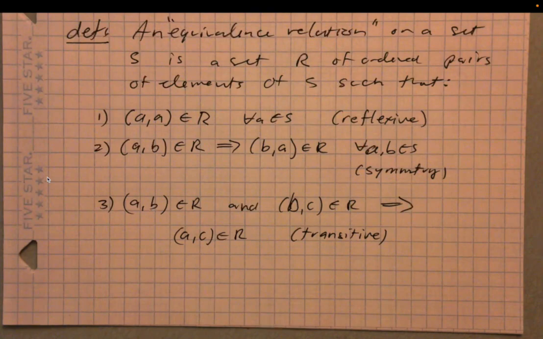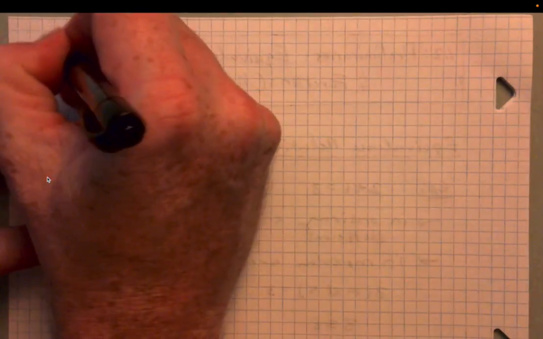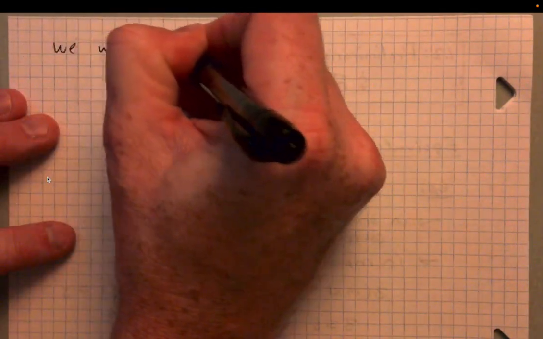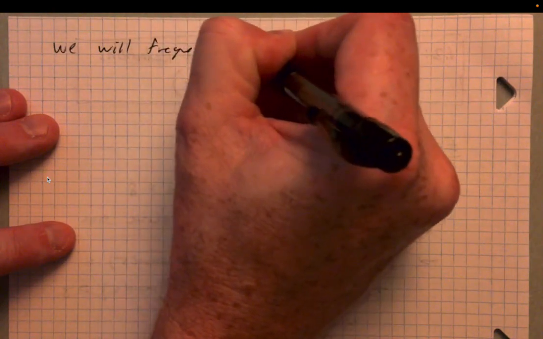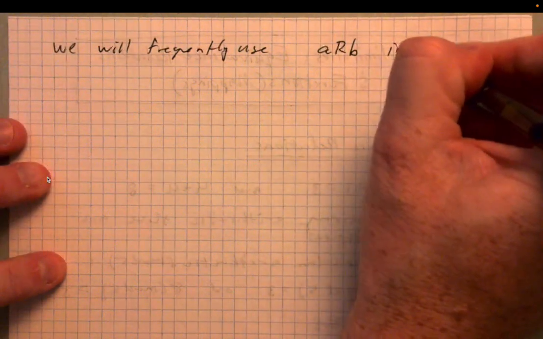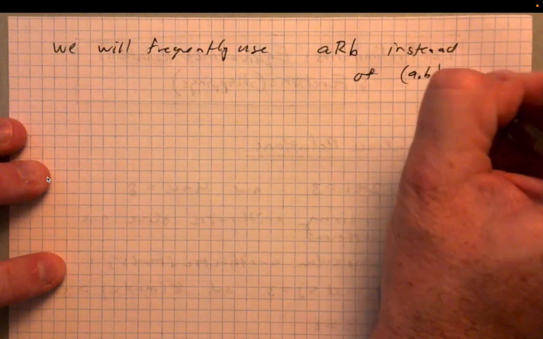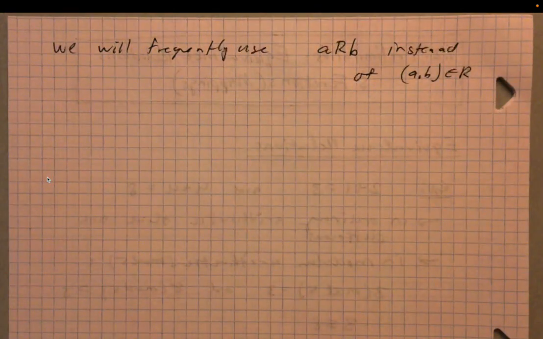And just a word on notation. Let me flip the page here. A word on notation, because the notation here can get a little loose at times. So I just want to say up front what we'll use. We will frequently use the notation a related to b instead of (a, b) in R. It means the same thing though. a related to b is the same thing as saying (a, b) is in the relation.